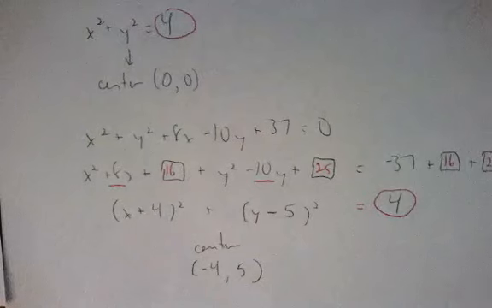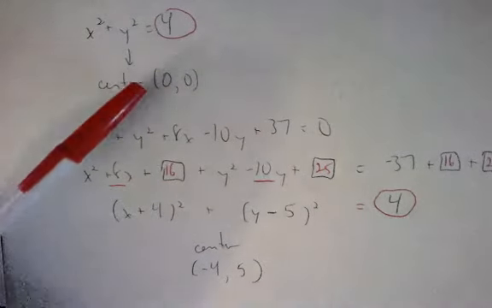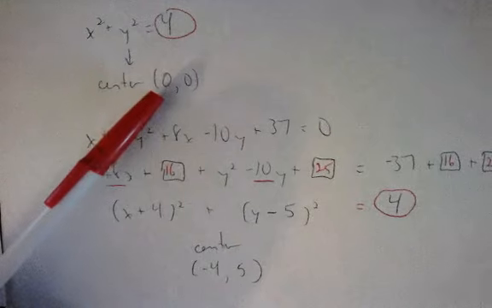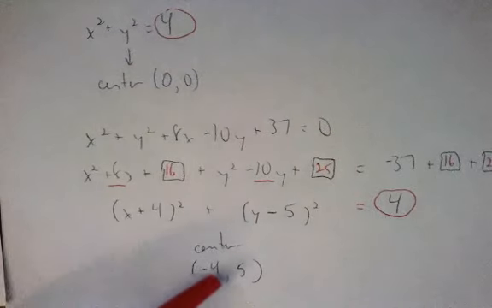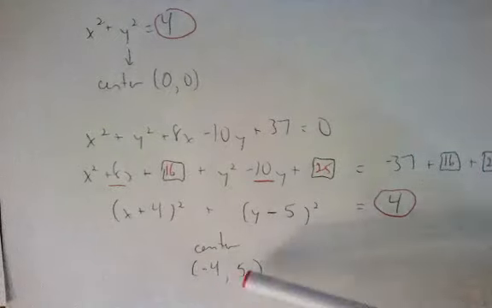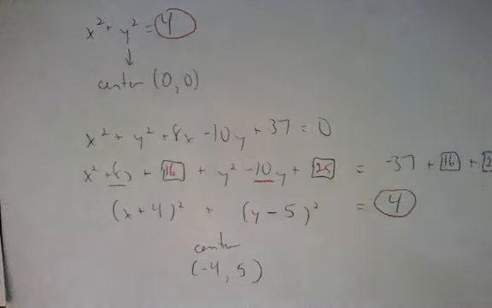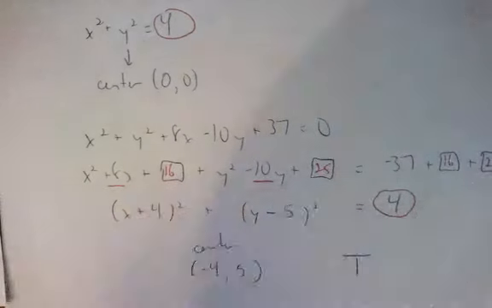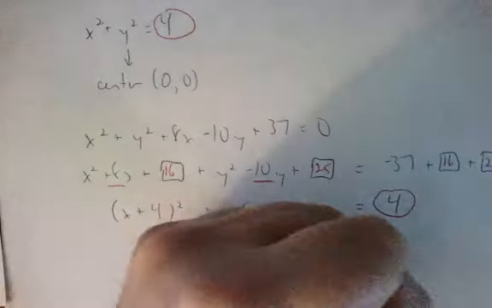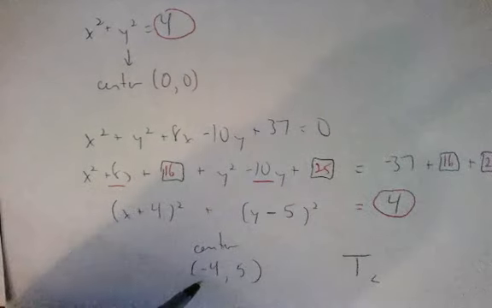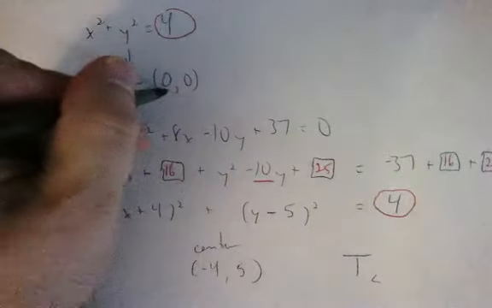Now looking at both equations, the radius of each one, since the right sides are both 4, would be 2, because the square root of 4 is 2. The only thing that changed was the center. It went from 0, 0 to negative 4, 5. So what translation would take us from the origin to a center of negative 4, 5?